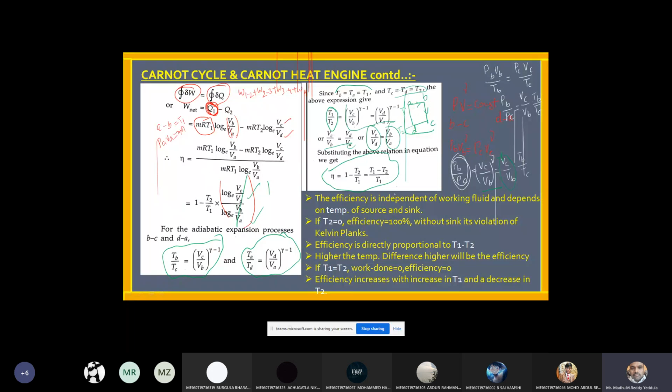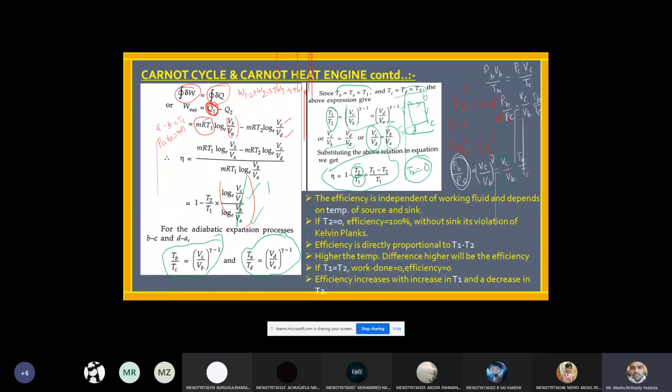Now here if you see, this efficiency is independent of the working fluid. Whatever the working fluid, it won't matter, but it depends only on the temperatures T1 and T2, meaning the temperature of the source and the temperature of the sink. As we know, this value is less than 1, meaning efficiency is always less than 100%. And in order to get 100% efficiency, T2 should be 0. When T2 is 0, it will interact with only one reservoir. That is a violation of the second law of thermodynamics.